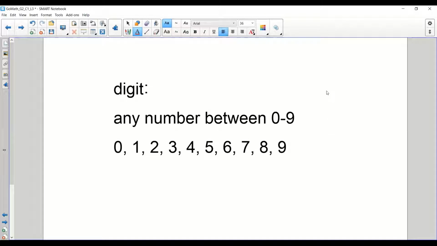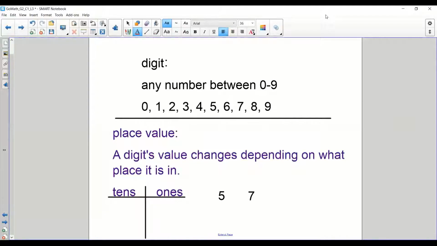ones and tens. Do you remember what place value is? Maybe you can take a minute to talk about it. So, place value. A digit's value changes depending on what place it is in. So, every digit has a place. It will either be in the ones place, or the tens place, or the hundreds place, or the thousands place, or the 10,000s place, and it goes on and on until the number just goes on beyond infinity. But today we're only going to be working with tens and ones.